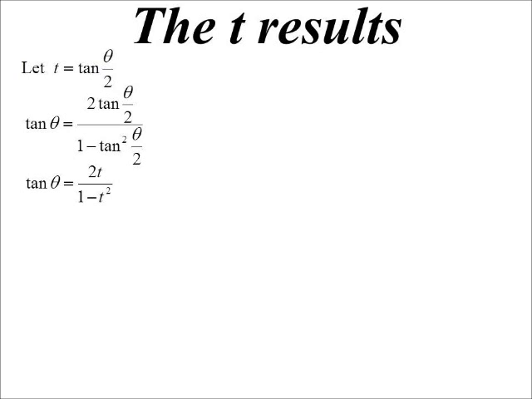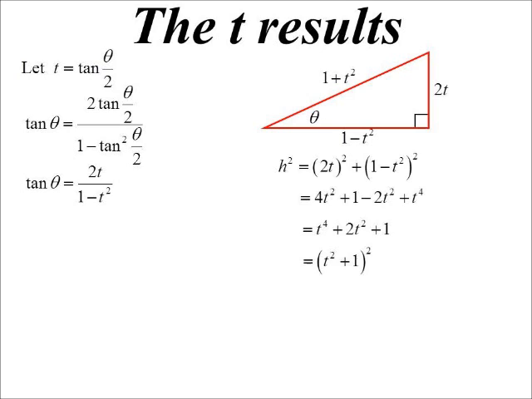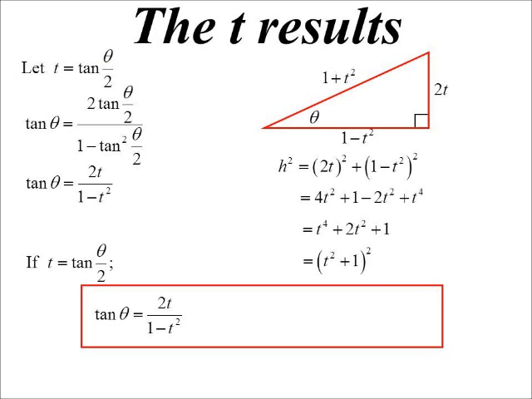What I can then do is create a right angled triangle, a bit of Pythagoras, and we can work out the hypotenuse. Turns out to be, in fact, t squared plus 1. So now I can get a t result for both cosine and sine, just reading off the triangle. So if t is tan theta on 2, then tan theta, as I say, will be 2t on 1 minus t squared. That's just using the double angle result. And then from our triangle, sine theta will be 2t on 1 plus t squared, and cosine theta, 1 minus t squared on 1 plus t squared.